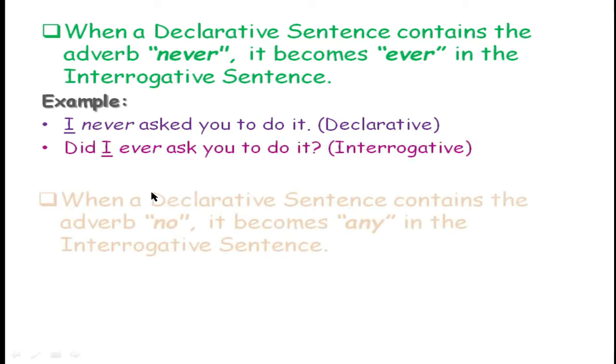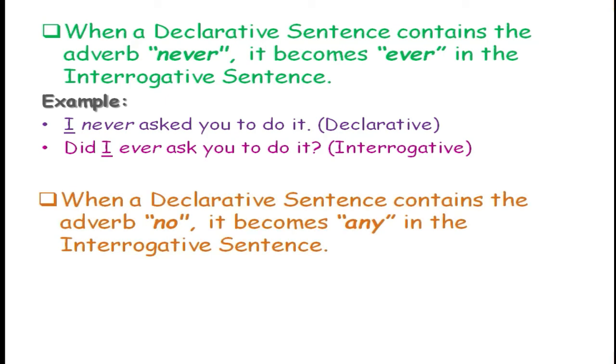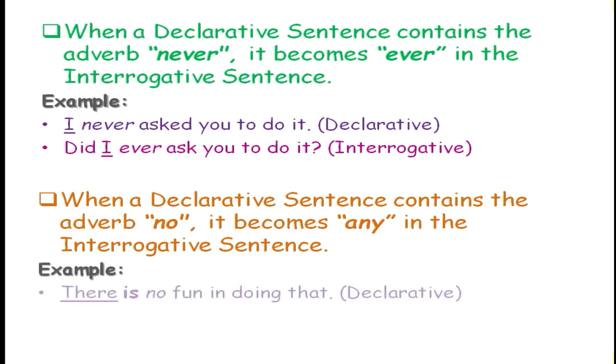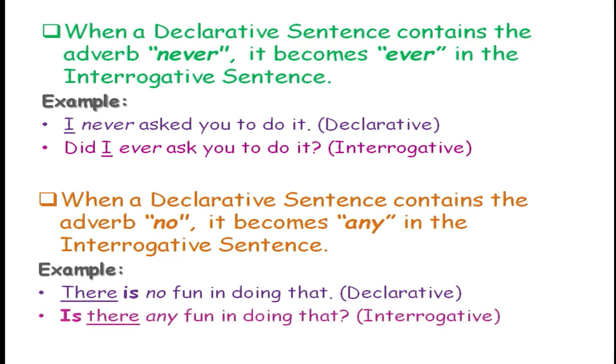Next. When a declarative sentence contains the adverb no, it becomes any in the interrogative sentence. Let's look at an example. There is no fun in doing that. So no will become what? Any. Now, where is my verb? Is. So what will be my interrogative sentence? Is there any fun in doing that? So make sure, children, whenever you have the adverb never, you'll make it ever in declarative sentences. When there is no in declarative sentences, it will become any.